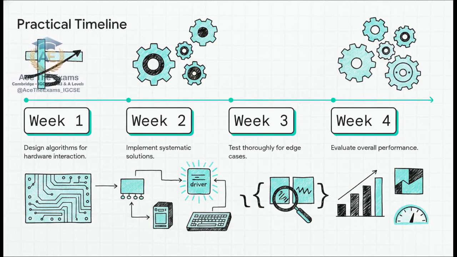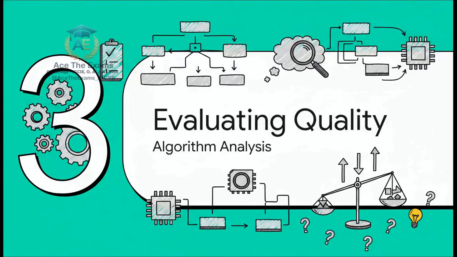This timeline is your cooking process. You're taking the raw data from the prompt, processing it step by step, and preparing it for the final evaluation stage. And speaking of evaluation, Section 3, Evaluating Algorithm Quality. This is the plating phase. This is where you prove to the examiner that you don't just know how the system works, but you know how well it works.